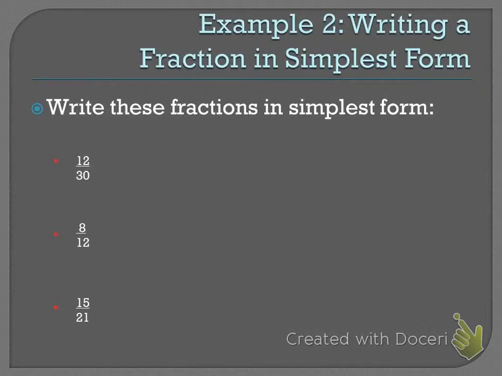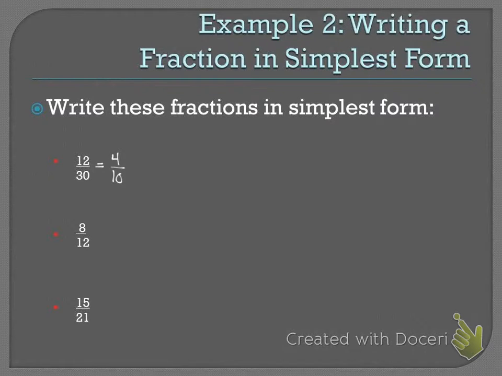What are some common factors that can go into 12 and 30? Amelia? Okay, 6. Now, what are some other factors? 3 and 2. Now, 6 is the biggest one, and if you can start with 6, you'll only have to reduce once. Let's say you reduce by 3 and you end up with 4/10. Is that your final answer?